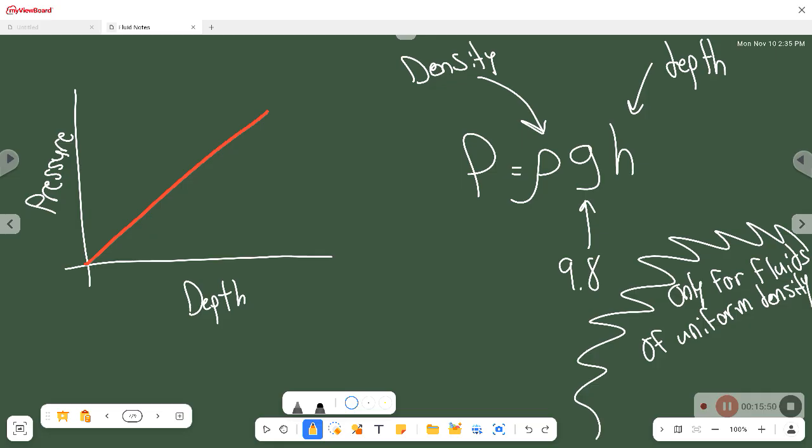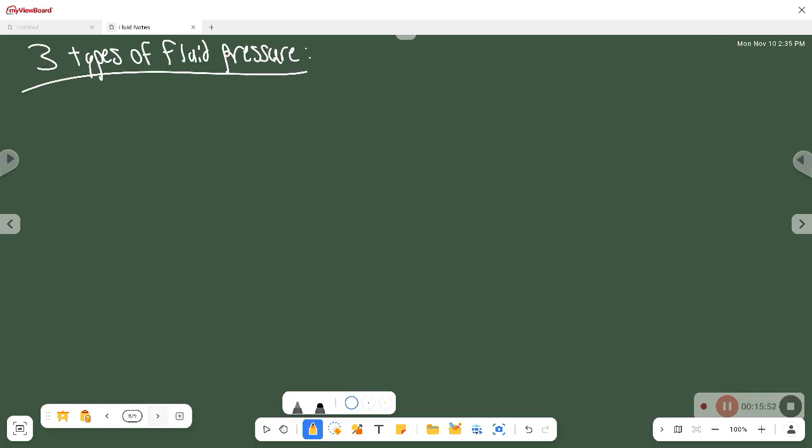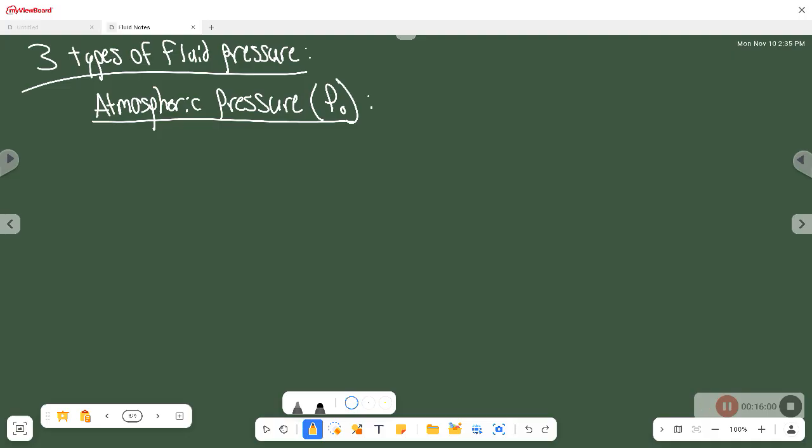sweet. Last couple of things we got to talk about here are the three types of fluid pressure. The first we call atmospheric pressure. We use, in parentheses here, I've written P subscript 0. That is the kind of symbol we use for the atmospheric pressure.